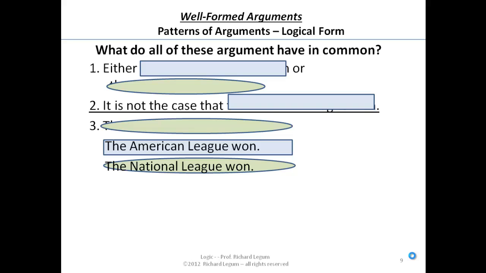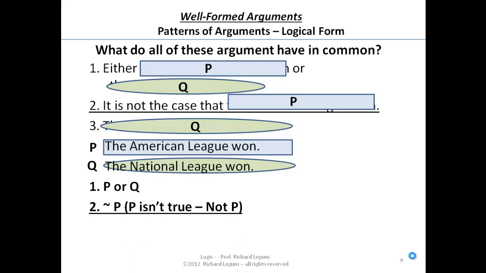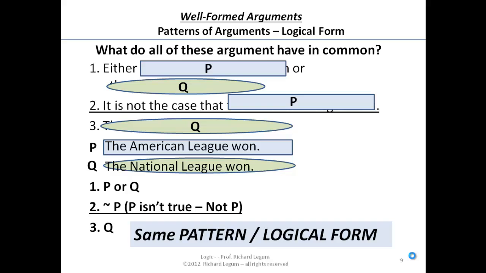And as we did last time, and don't get nervous about that, let's just replace these sentences with names, shorthand symbols for them. Replace the rectangles with a P, the ellipses with a Q, so it's either P or Q. It's not the case that P, therefore Q. P or Q. Not P, therefore Q. And we'd say this is now the pattern or the form of the argument.